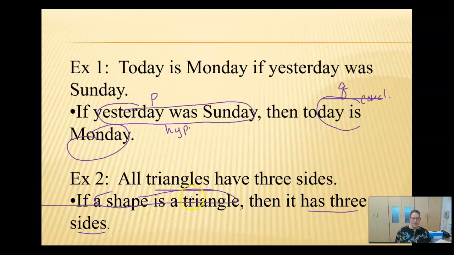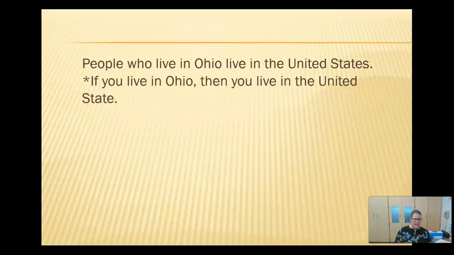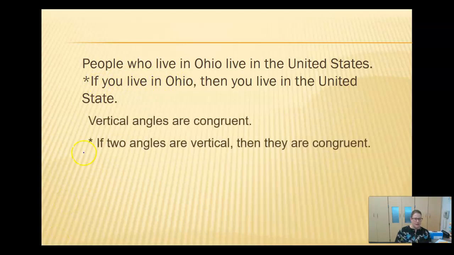Okay? And that is true, right? If it is a triangle, then it does have 3 sides. All right, so here's another one. Here's the statement. People who live in Ohio live in the United States. Now to turn that into a conditional statement, we would add the if and then. So the conditional statement would be, if you live in Ohio, then you live in the United States. Okay, so let's talk about the truthfulness of that. If you live in Ohio, do you live in the United States? Yes, you do.